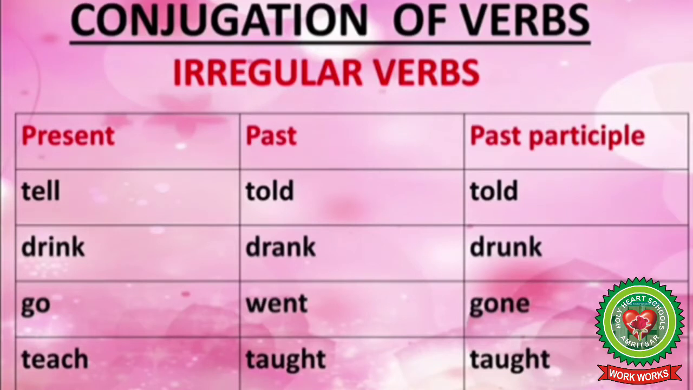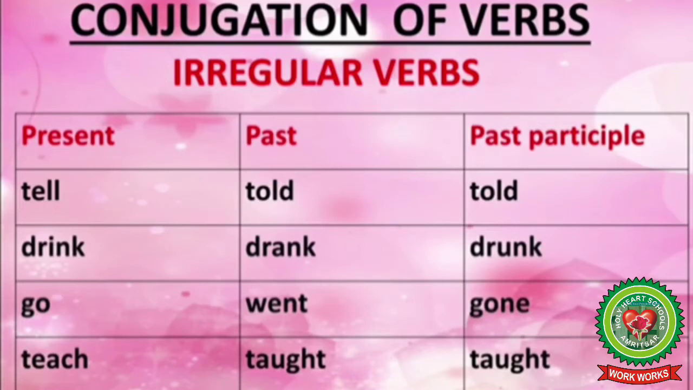Told is the past form of verb. And past participle is also told. In this way, drink, drank, drunk, go, went, gone, teach, taught, taught. Now students, I hope that the conjugation of verbs is clear to you all.